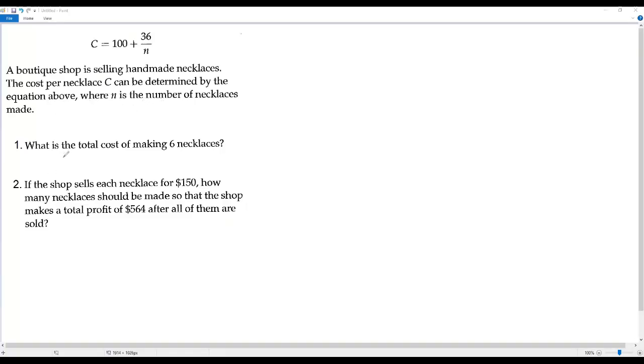So there are two questions. What is the total cost of making 6 necklaces? The second question is, if the shop sells each necklace for $150, how many necklaces should be made so that the shop makes a total profit of $564 after all of them are sold?